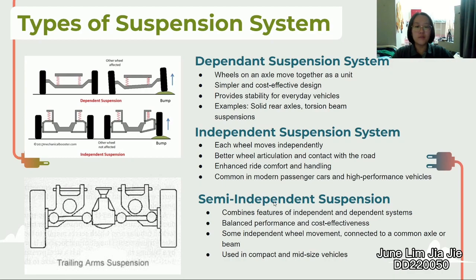The last one is semi-independent suspension. This is one of the examples of the semi-independent suspension. This type of suspension combines features of independent and dependent systems. It is able to balance performance and cost effectiveness. It has some independent wheel movement, while being connected to a common axle or beam. Normally, this type of suspension is used in compact and mid-sized vehicles.